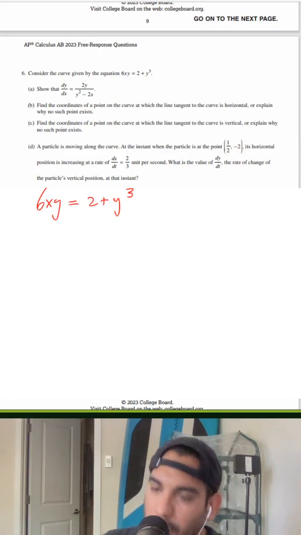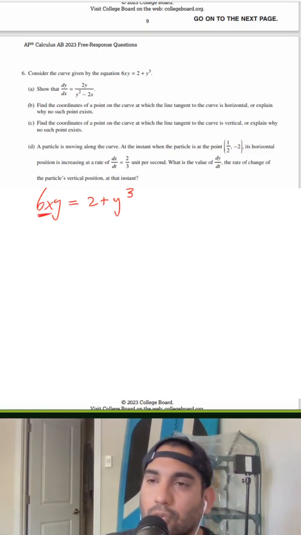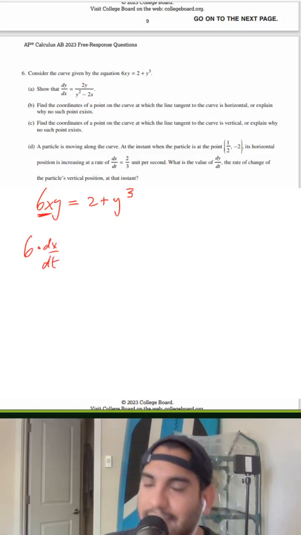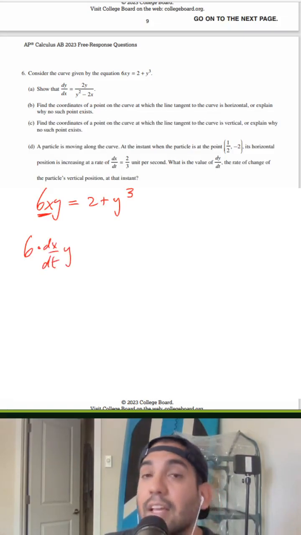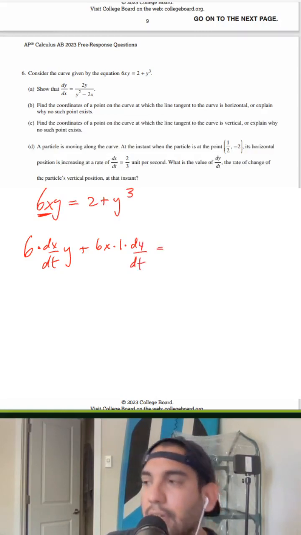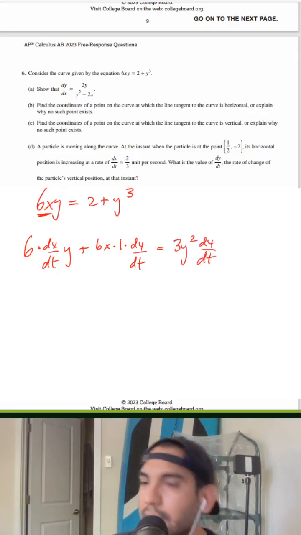So what we're going to do here is use the product rule. We're going to start off by taking the derivative of 6x. So that's 6, but now I'm including that dx/dt because this is a related rates type problem. Plus 6x times 1 for the derivative of y, dy/dt, equals, on the right side, the derivative of 2 is 0, plus 3y² dy/dt.